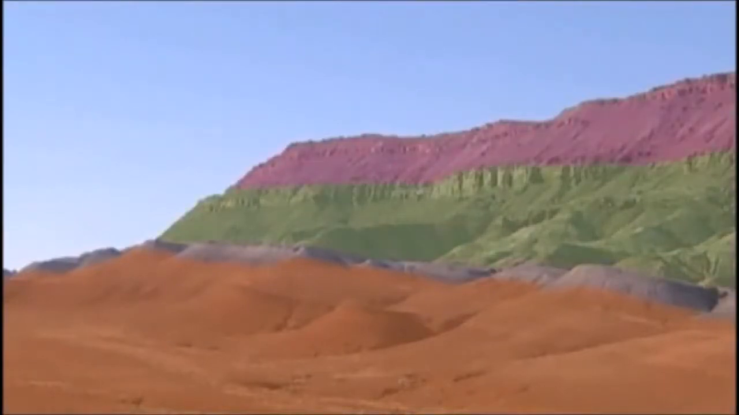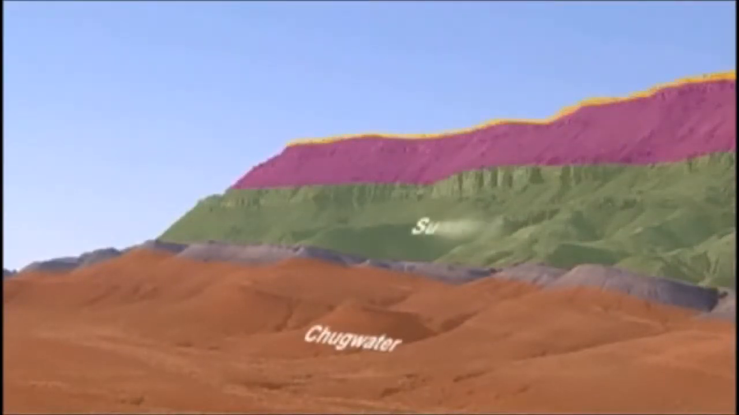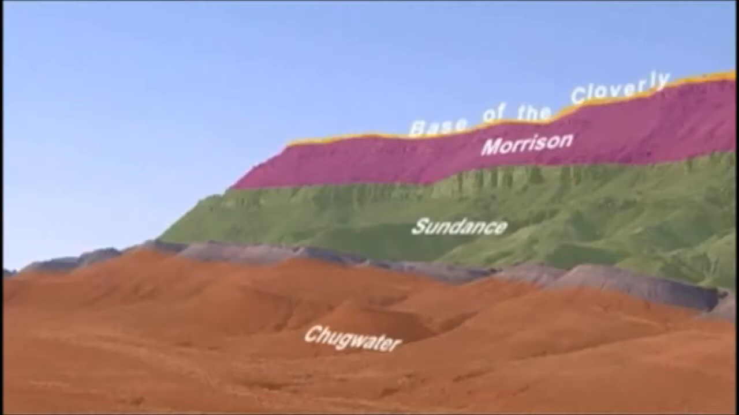Near Horseshoe Bend, what remains of the Chugwater, the Sundance, and the Morrison and the Cloverleaf dip away from the canyon into the basin. What happened?